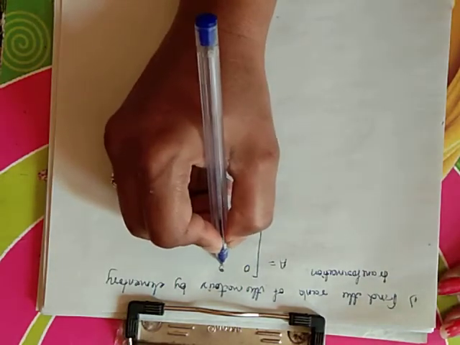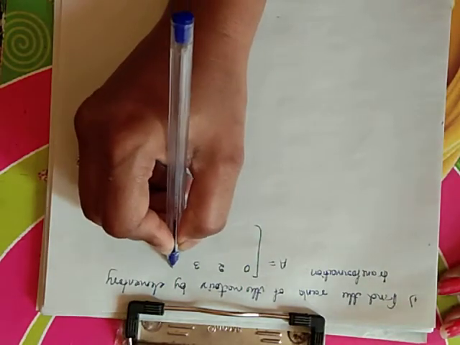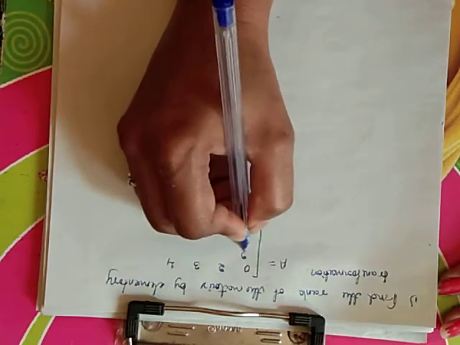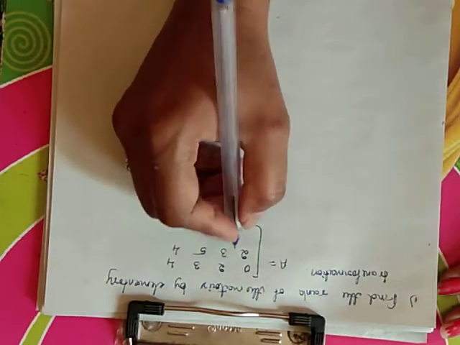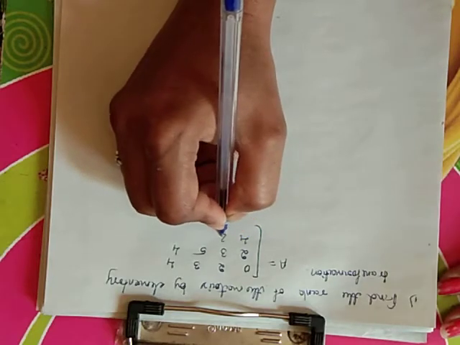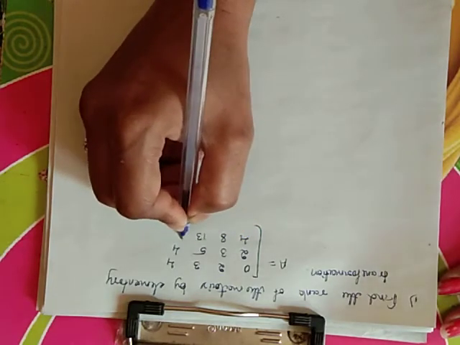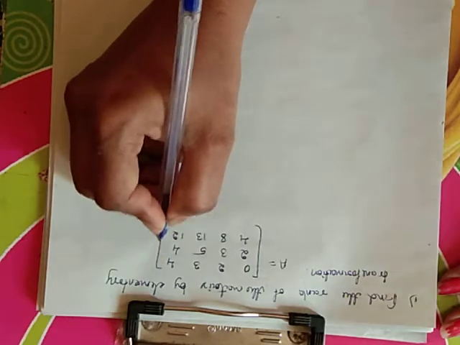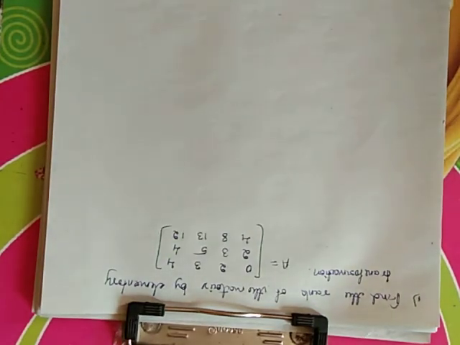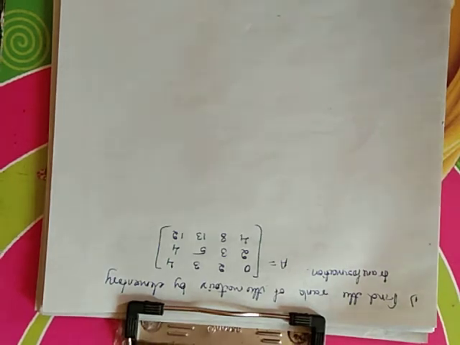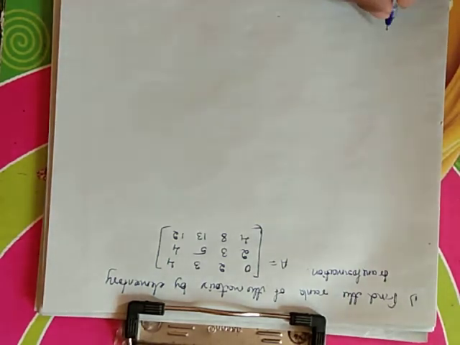0, 2, 3, 4; 2, 3, 5, 4; 4, 8, 13, 12. So now we have to start the procedure here.